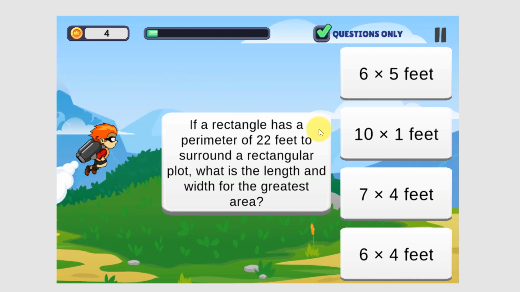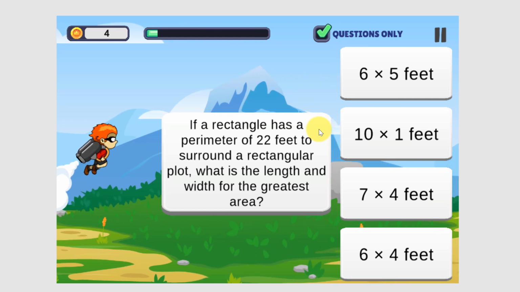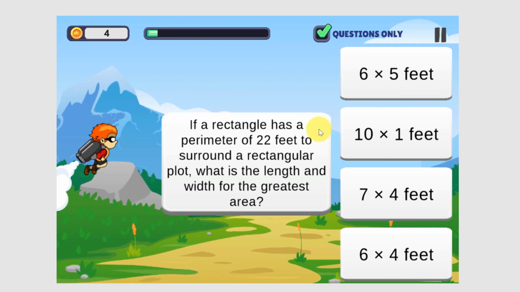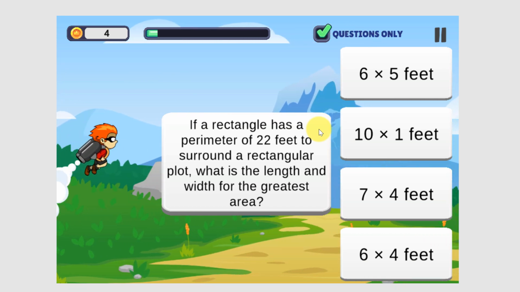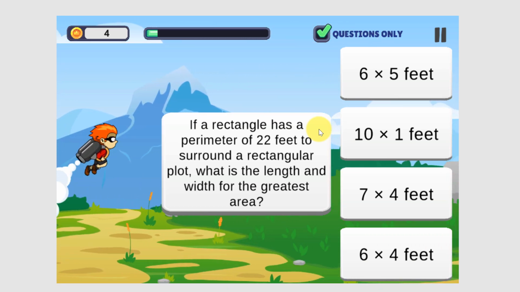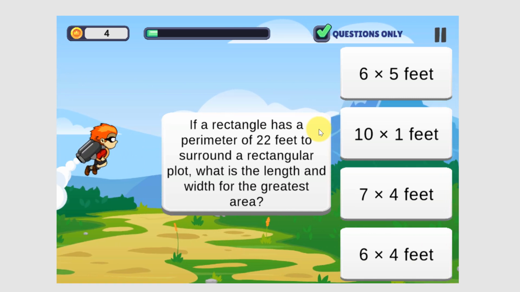The third answer is 7 by 4, and that would also result. 7 plus 4 is 11, 11 times 2 is 22, that's another possible answer. And 6 by 4, 6 plus 4 is 10, 10 times 2 is 20, so that's not a possible answer.